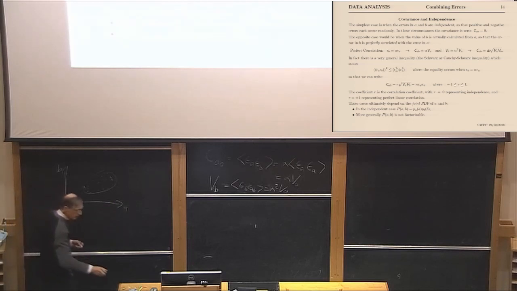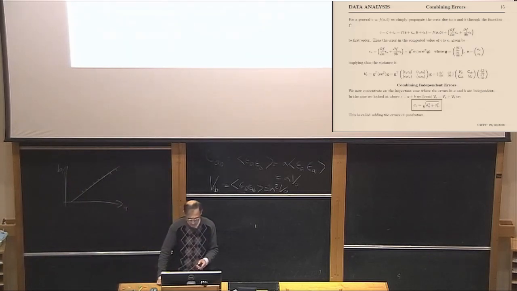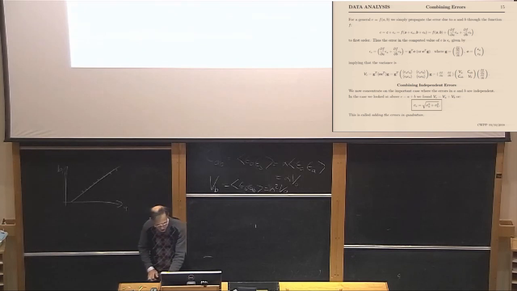And the extreme of that, of course, is the perfect correlation case that I just mentioned, which means that the points that you get are all actually on a straight line. Right, so let's now look at the general case.